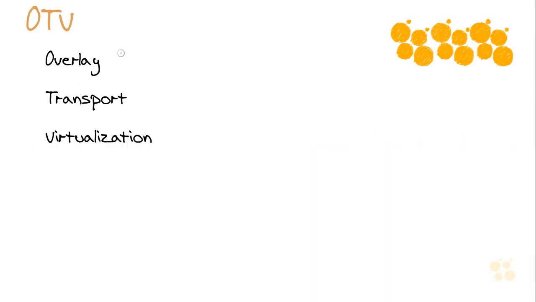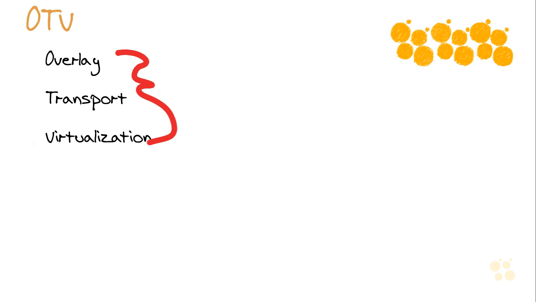What's in a name? Well, in the case of OTV, quite a bit. We have overlay. The overlay concept means that OTV is going to provide an overlay virtual private network on top of an existing IP network. It's totally independent of the underlying infrastructure, technologies, and services we are utilizing. As long as that network is capable of transporting IP packets, then OTV can do its magic.